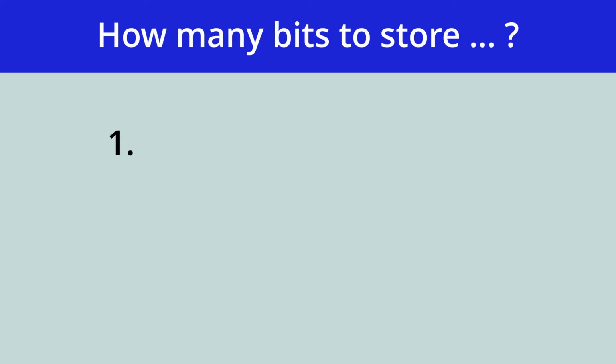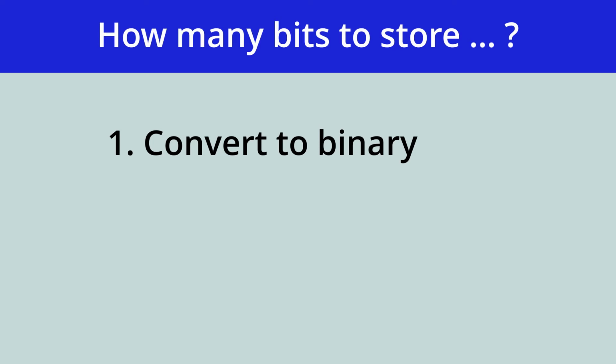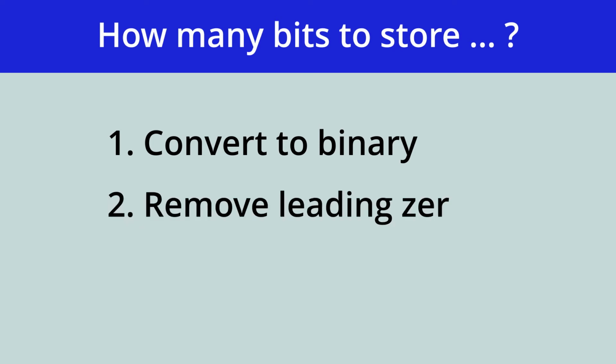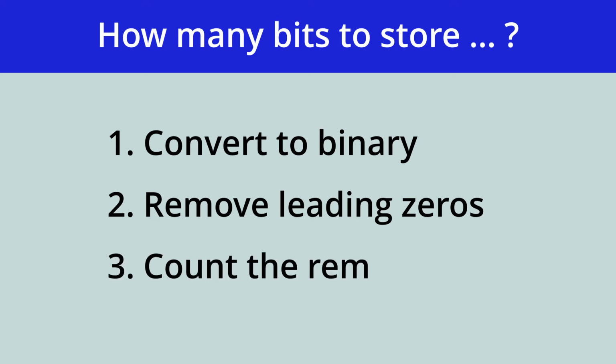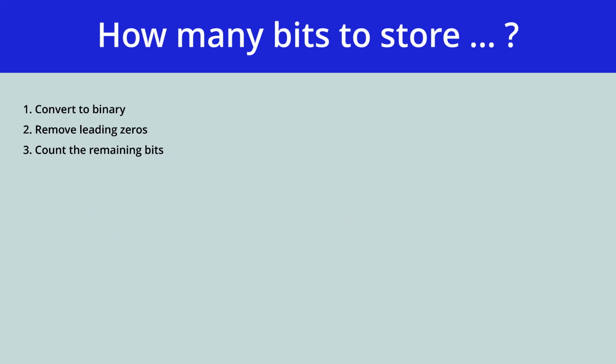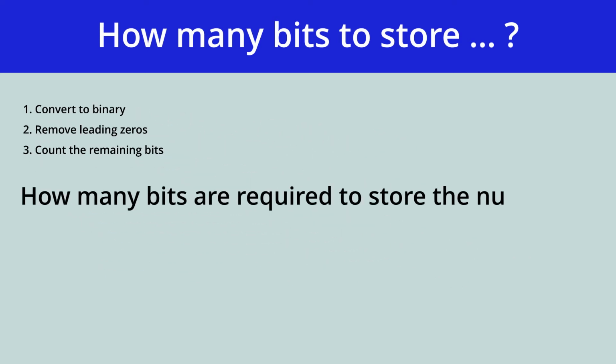Number one, we convert the number from denary to binary. Number two, we ensure that we don't have any leading zeros. Number three, we count how many bits are actually required. For example, how many bits are required to store the number 5?